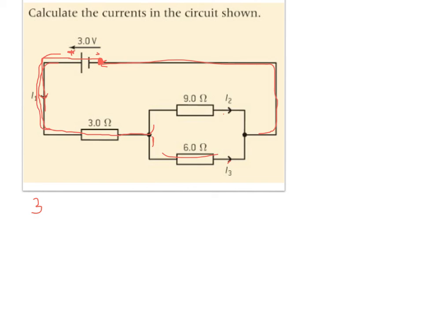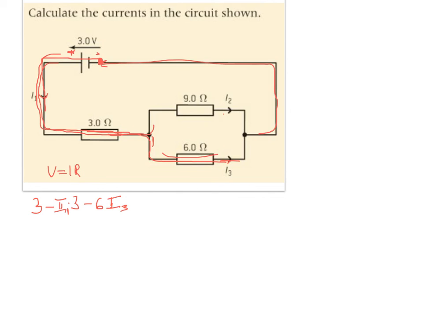Follow the current. Now I'm going to go through a resistor. If I go through a resistor, I'm going to lose potential. How much? I'm going to lose V equals IR. The current there is I1, and the resistance there is 3, so 3 times I1. Now I'm following the outside, so I'm going to choose this direction. I'm going through another resistor in the direction that my current tells me, so I'm going to subtract again: minus 6 ohms times I3.